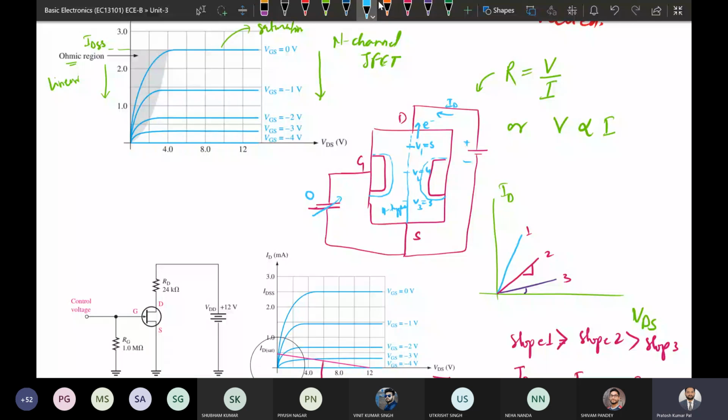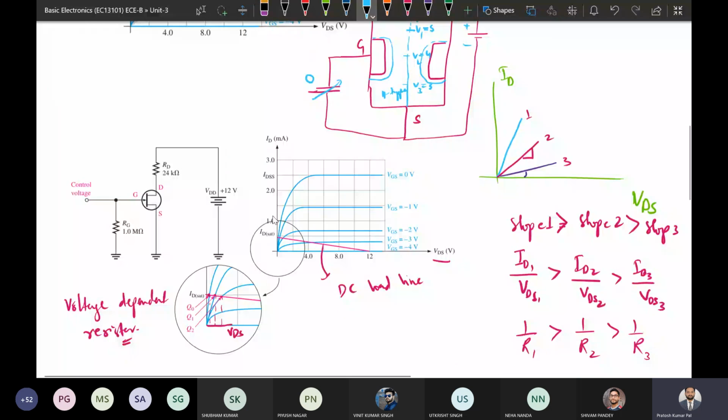So variability will be based on the gate to source voltage. So if we are going to have the gate to source voltage higher, okay, gate to source voltage in negative direction, we will be getting like the slope is going to reduce. So slope is going to reduce means GM is going to reduce. So GM is transconductance. So transconductance will be reducing if we are going to increase the VGS in negative direction. Okay. So this is how the JFET is going to be behaving like a voltage dependent resistor or variable resistor.